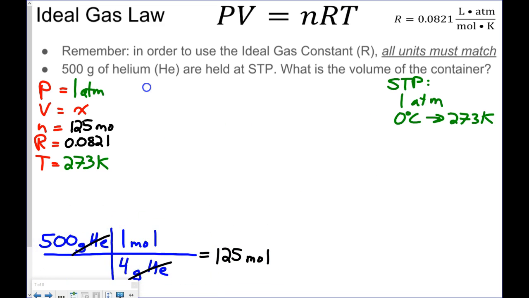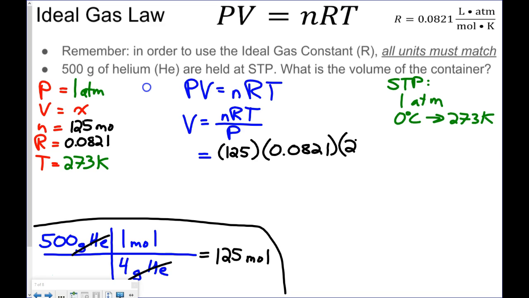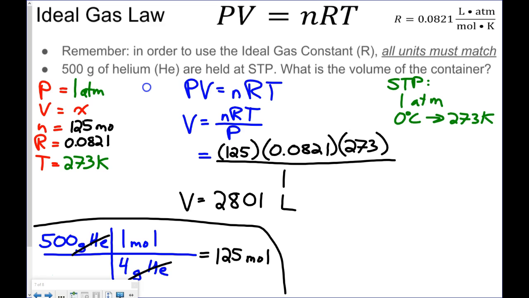We'll move this out of the way, and now I'm going to be solving for the volume of that container. nRT over pressure, add in all of my units. And when this all shakes out, the volume of this container is going to be 2,801 liters. It's a very big container, but 500 grams of helium is quite a bit right there. Helium is a very light, not dense gas. Need a lot of it.